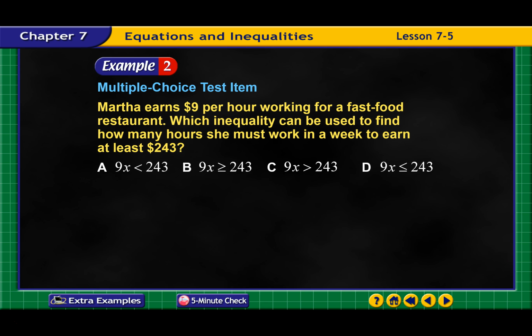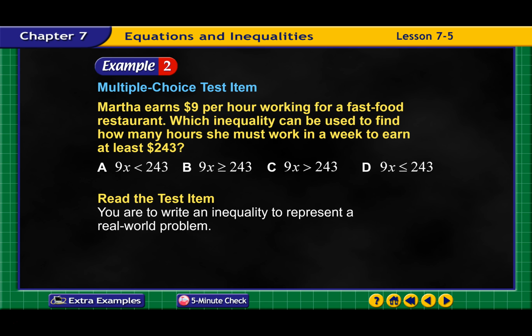Multiple choice. All right, so Martha works $9 per hour working for a fast food restaurant. Which inequality can be used to find how many hours she works per week to earn at least $243? So it needs to be bigger than $243.